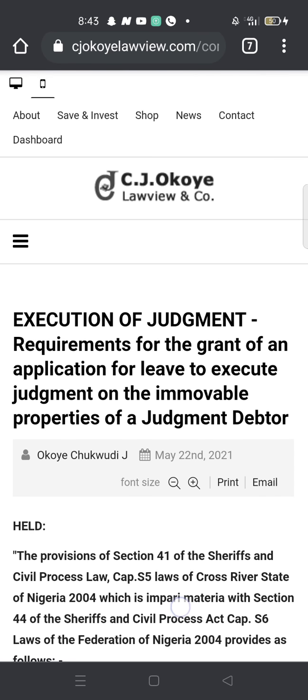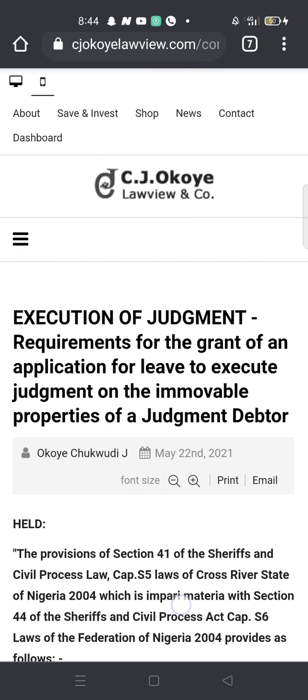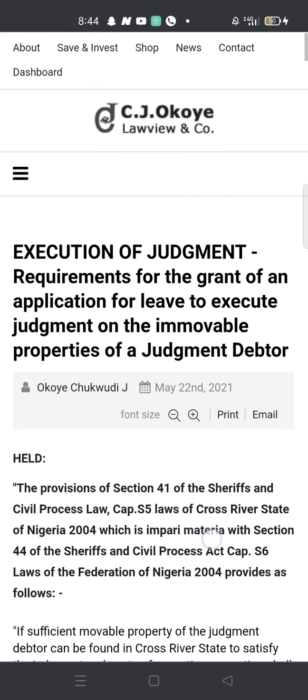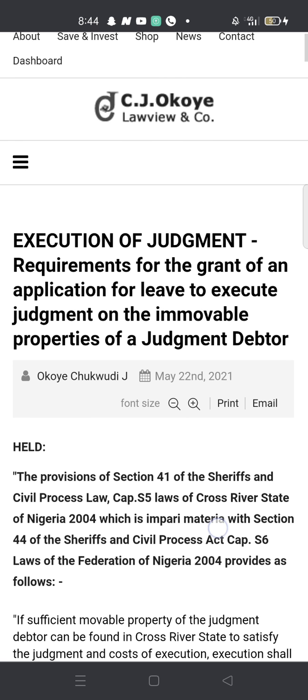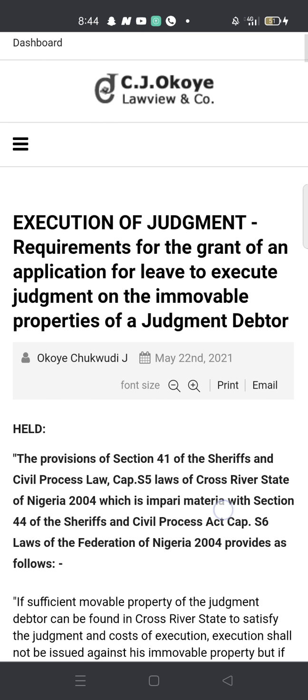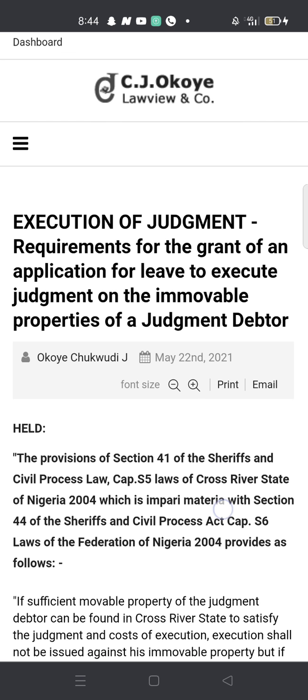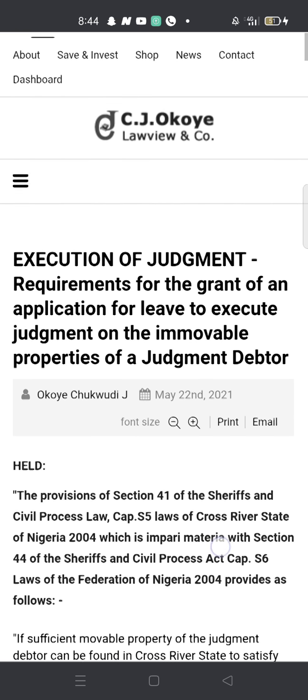Execution of judgment. Requirement for the grant of an application for leave to execute judgment on the immovable properties of a judgment debtor. So now, this ratio is talking about execution of judgment on immovable property of a judgment debtor. So when a judgment has been gotten and the judgment creditor wants to enforce the judgment on immovable property like land, for instance, or property, house, how do you go about it?